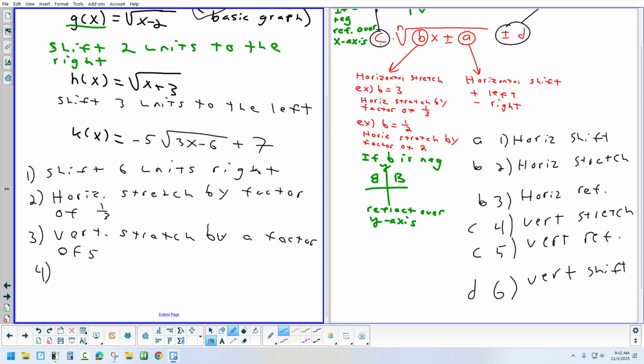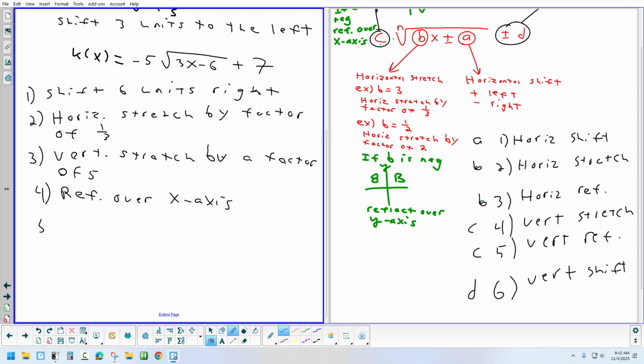Next one now is the vertical reflection because we have the negative in front of the 5. So we can say vertical reflection, or you can also describe it as reflecting over the x-axis. You can also say flip over the x-axis. And what's our last transformation? We're going to shift up 7. Yep. So then we're going to shift up 7.